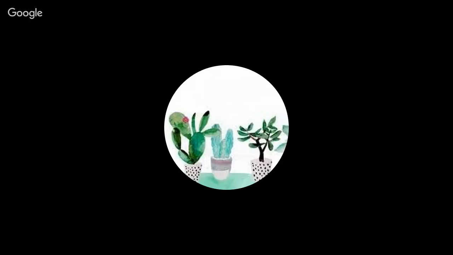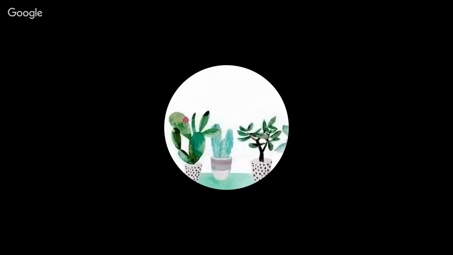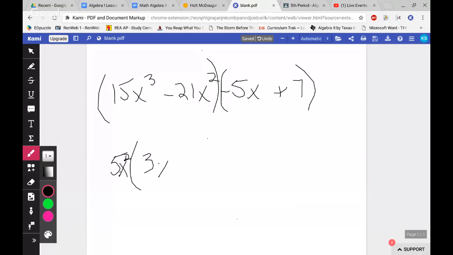Okay, so I group them and we're going to take a 5 out of this first part, which would leave me 3. Is that what I want to do? No, that would give me 5x. I don't know if that's what I want to do or not.